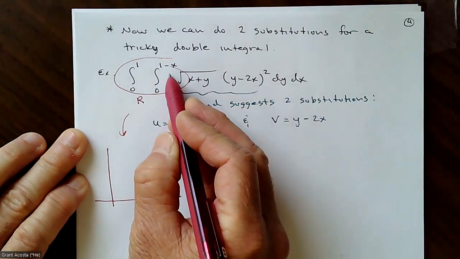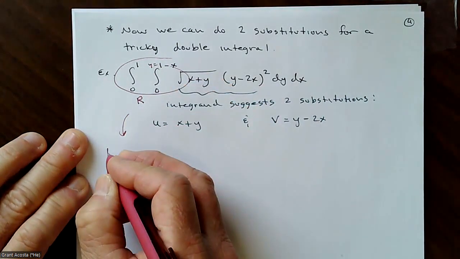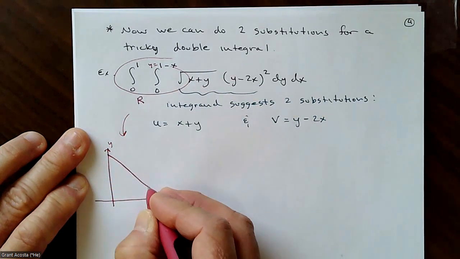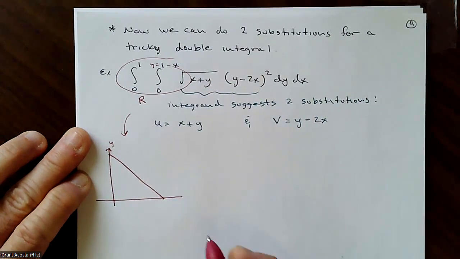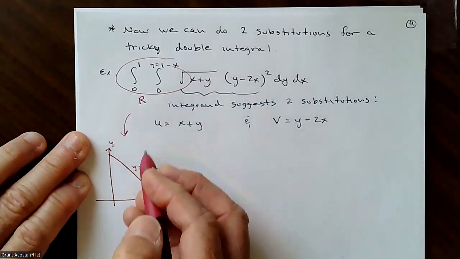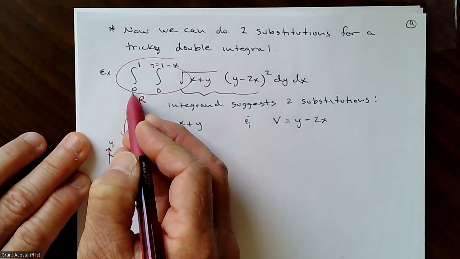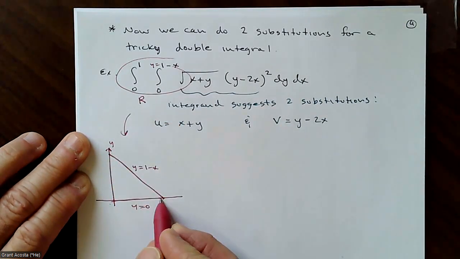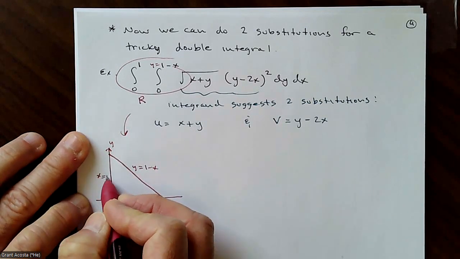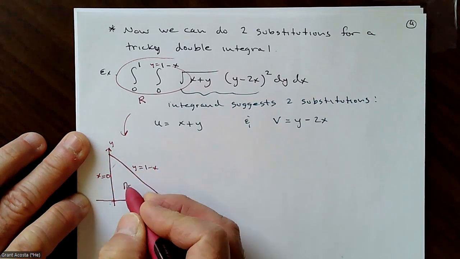The original region was described using vertical cross sections. So I can tell y equals 1 minus x is my top bound. That's a line with a y-intercept of 1, slope of -1. So something like that. Y equals 0 is my bottom bound. And this tells me from x equals 0 to x equals 1, which would be where y equals 1 minus x. So this is x equals 0. So this is my region R, this right triangle.